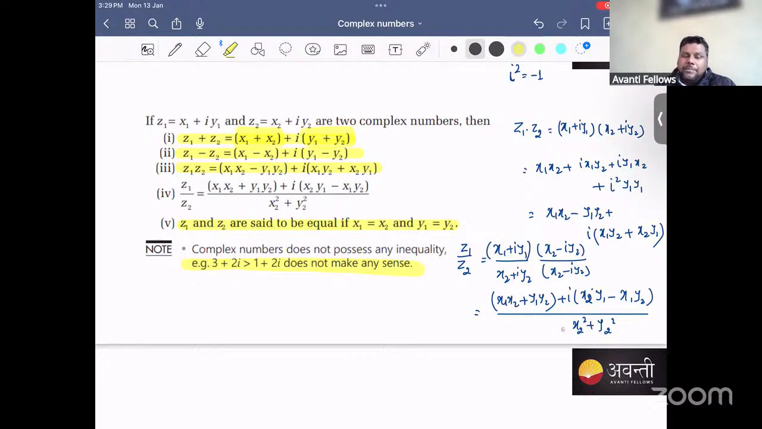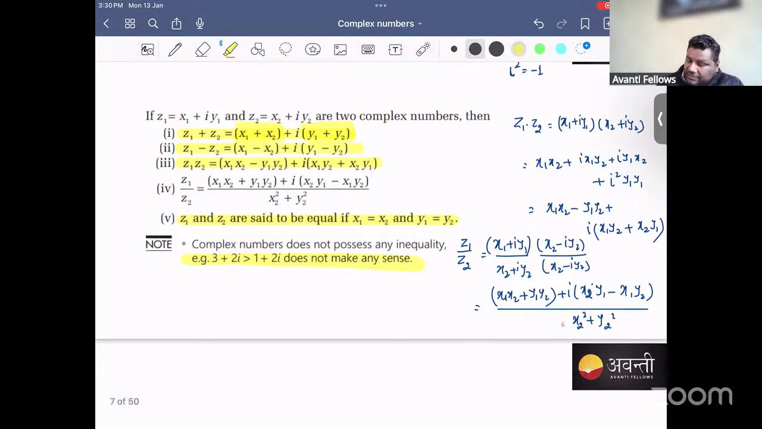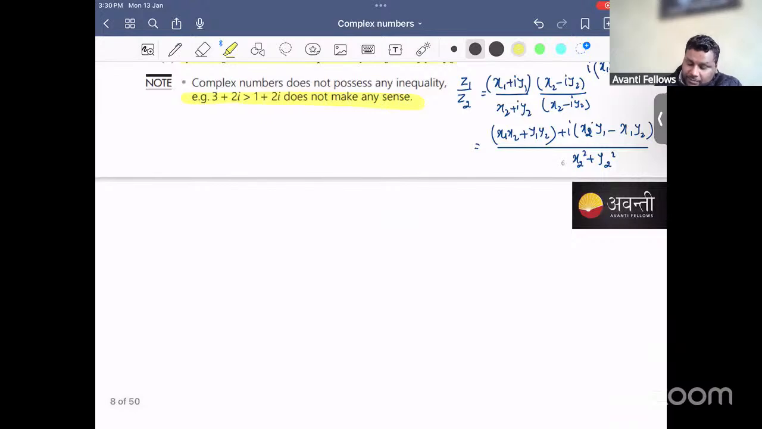We cannot compare two complex numbers, except for the equality. If they are equal, that's fine. You compare their real parts, you compare their imaginary parts. You can compare their modulus, but you cannot compare two complex numbers like this is greater, this is smaller. That is not feasible.